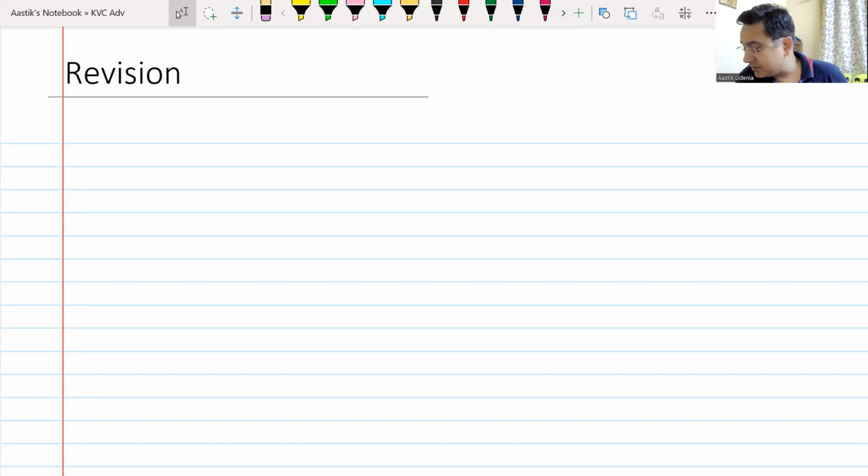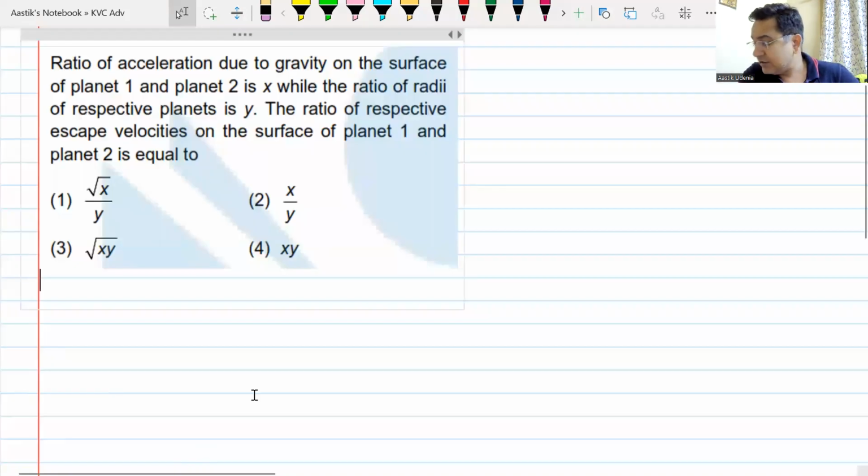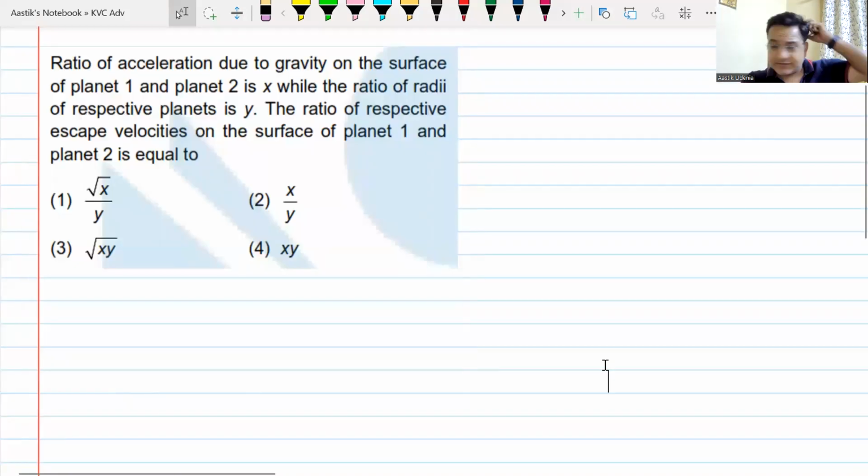And remember, similar questions are going to come in your exam. They might not even change the data. They might change the data only. So this is the first one that is there. Let's see if you can do this.